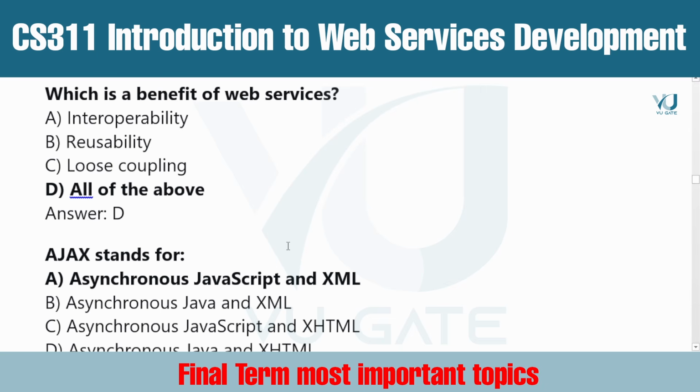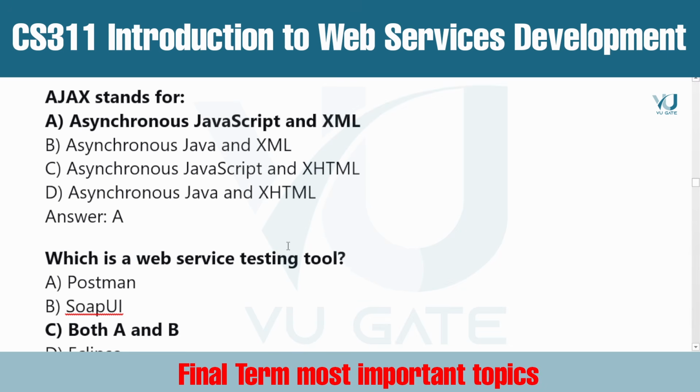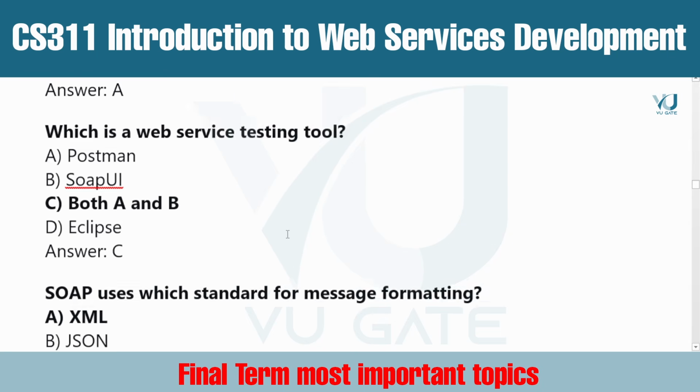Question 27, which is a benefit of web services? The correct answer is option D, all of the above. Question 28, AJAX stands for. The correct answer is option A, asynchronous JavaScript and XML.